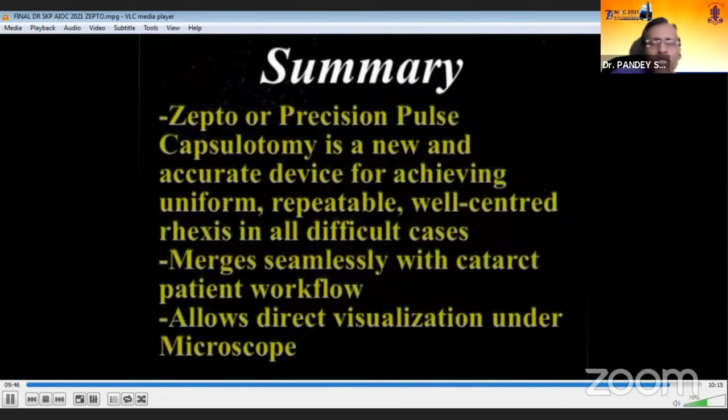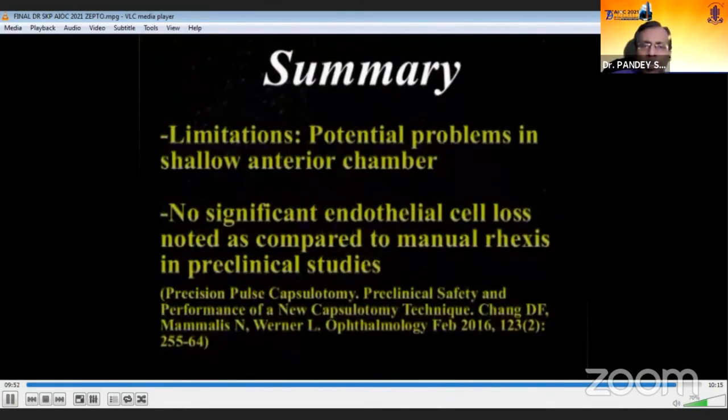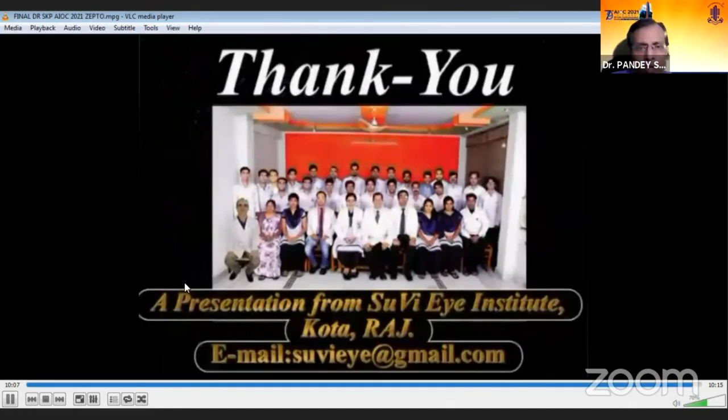In summary, Zepto precision nanopulse technology is a very exciting development. The limitation of this technology is that one has to insert the handpiece into the anterior chamber. There are some studies comparing endothelial cell loss with manual rhexis, and the preclinical studies did not reveal any statistically significant difference in endothelial cell loss with Zepto-Rhexis. And one of the important limitations is the cost also.